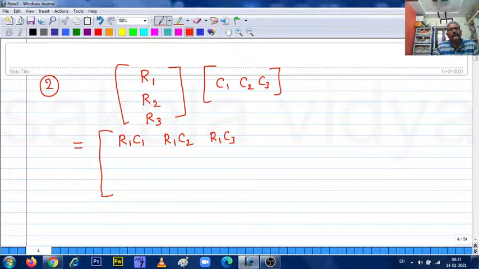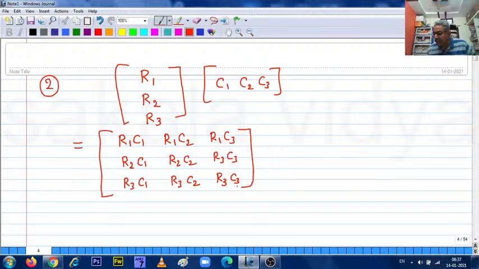Take first, second row, multiply with the 3 rows and write down as a row. Second row, R2 C1, R2 C2, R2 C3, then R3 C1, R3 C2, R3 C3. So let us do one example.